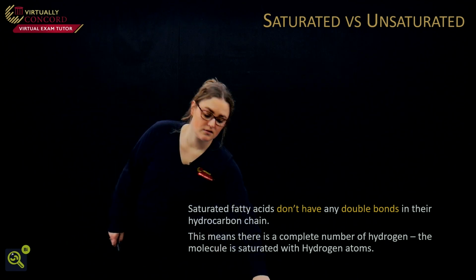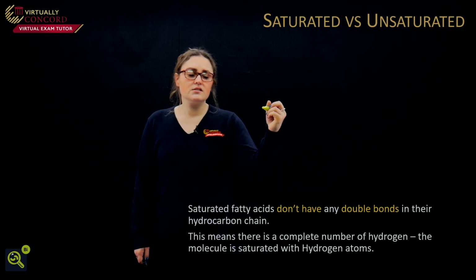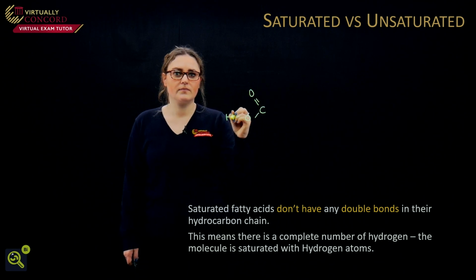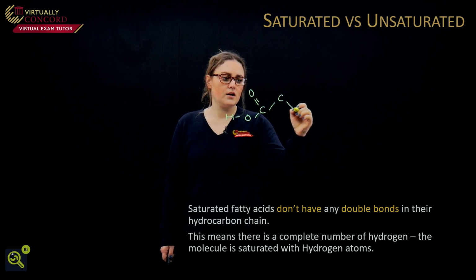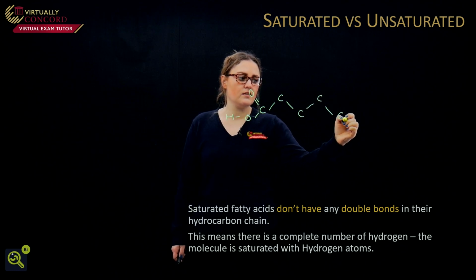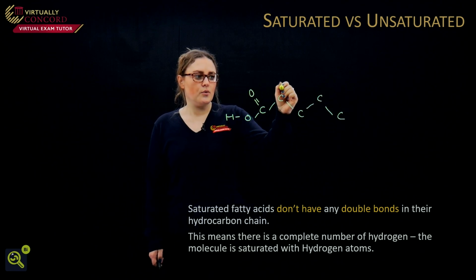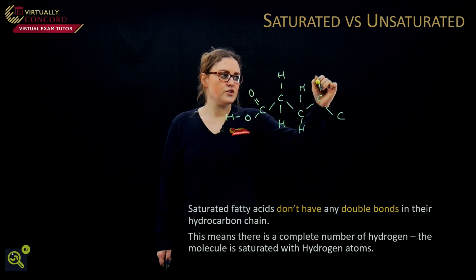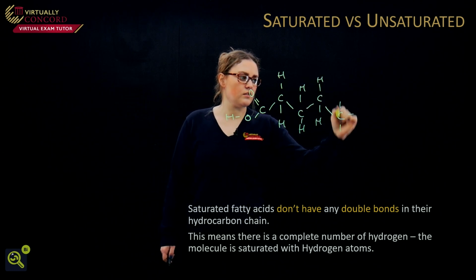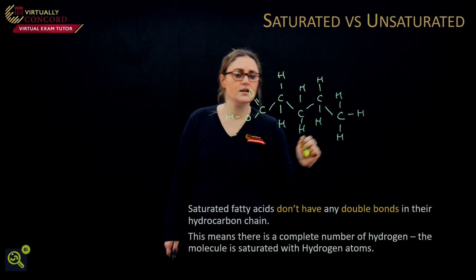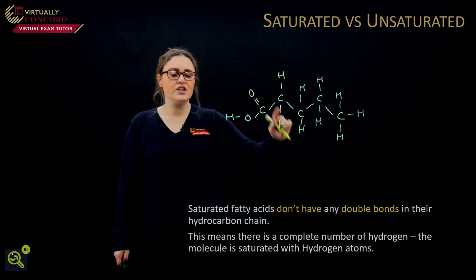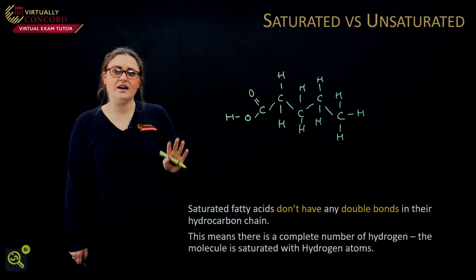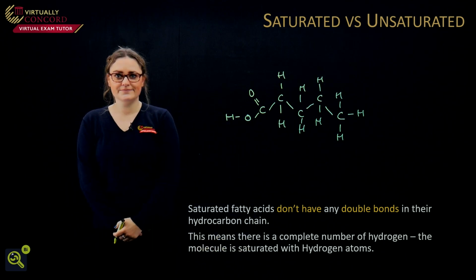So we're just going to draw that so that we can have a look. We're going to start with our carboxyl group, which is at this end. And then we have our carbon chain with a methyl group at this end. So around each of these carbons, there are hydrogens, with that methyl group, the CH3 at this end. So there are no double bonds anywhere in this chain, and we have a complete set of hydrogens around the outside. So that is your saturated fatty acid.